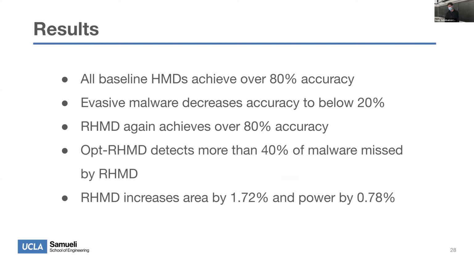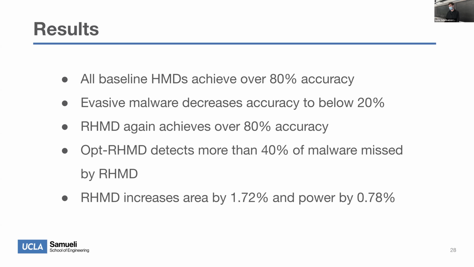So the results that they found, initially all of the baseline HMDs were able to achieve over 80% accuracy in detecting both malware and classifying non-malware programs. But with the evasive malware, that accuracy decreased to below 20%, so very significantly. With the introduction of resilient HMDs, the accuracy was again able to achieve over 80%.